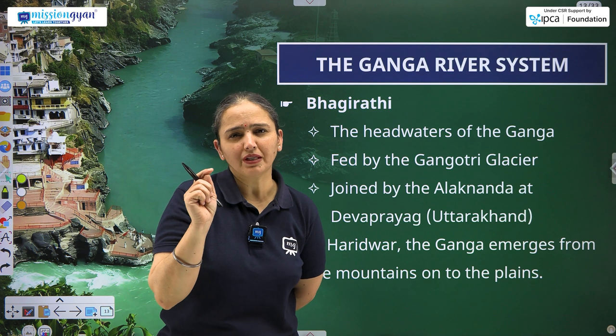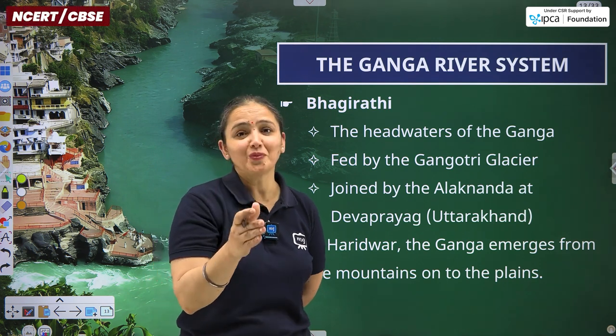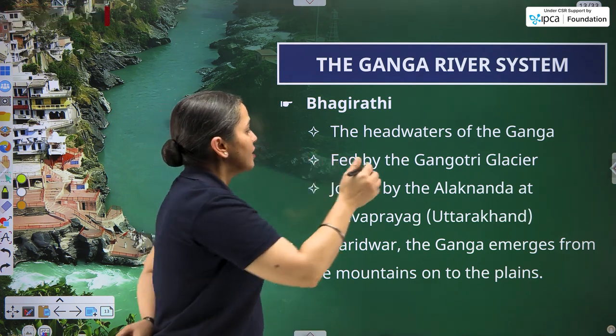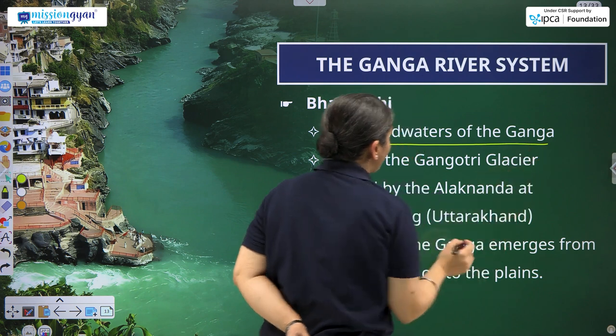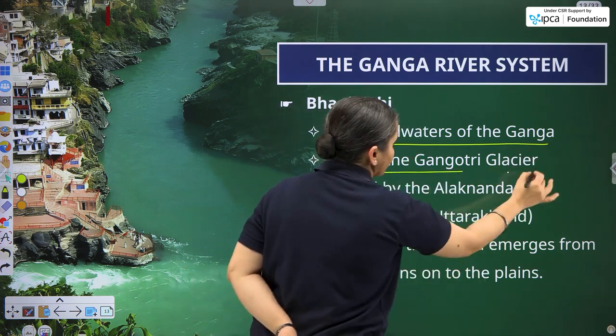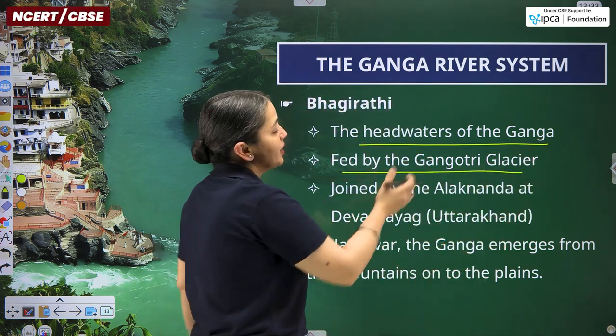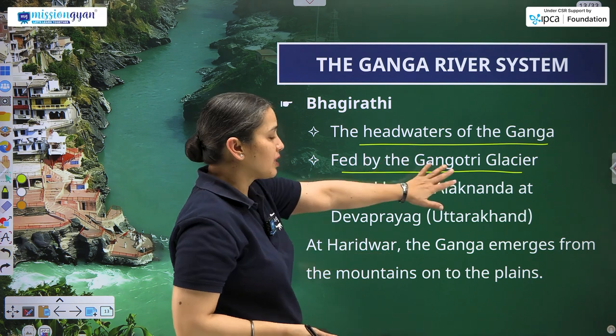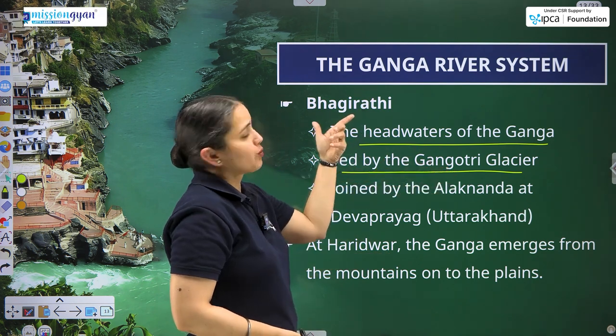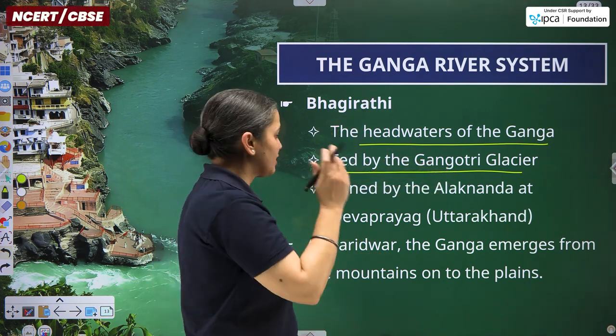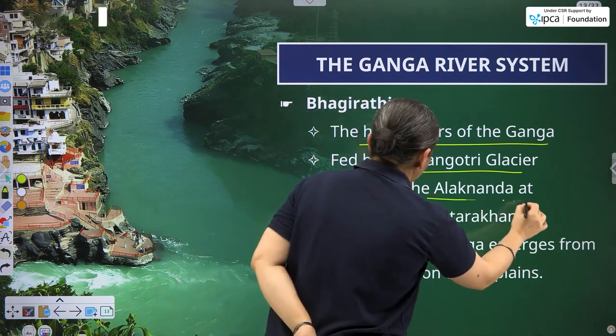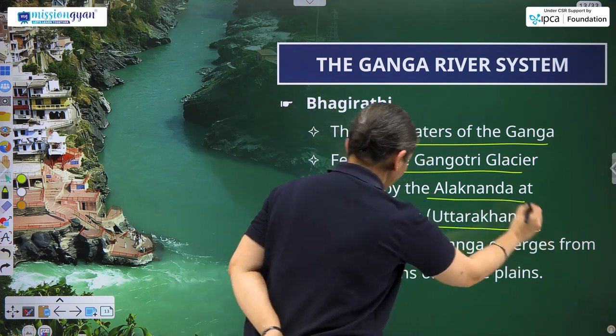In the Uttarakhand particularly. Uttarakhand is a state. I hope you know that part. So let's read it. The headwaters, the source of water of Ganga is fed by the Gangotri glacier, and the headwater source from the Gangotri glacier, first of all, it gives water to the Bhagirathi itself, not to the Ganga. It is joined by Alaknanda at Devprayag in Uttarakhand.